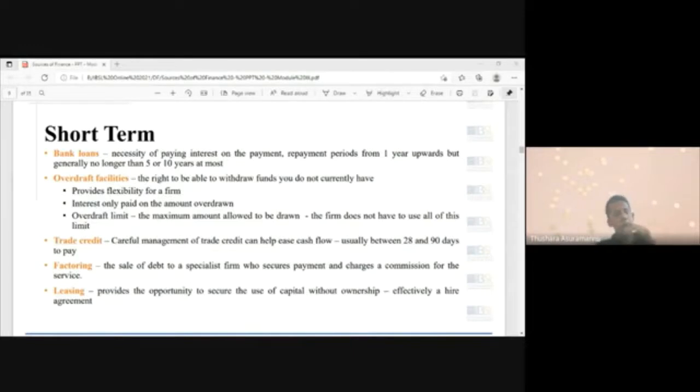The advantage here in the short term is that you need not sell some of your assets, as we discussed in the internal sources. There's no controlling interest from these banks or providers on this financing. You can borrow it, invest in the working capital, sell, get the money, and roll it out, so you can continue doing your business. That's about short term. Any questions on this?